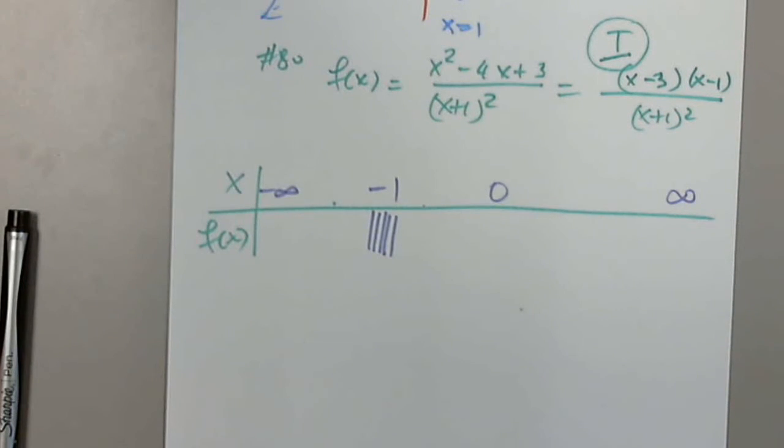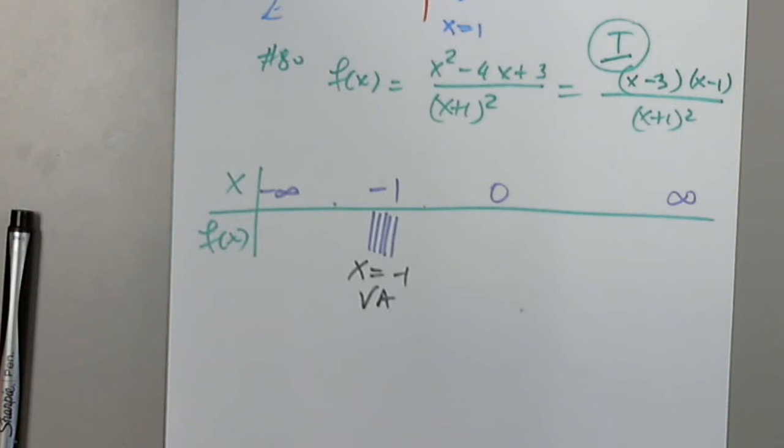So we must exclude -1. Do we all agree with excluding -1? Yes? Because x plus 1 cannot be 0. Very good. Okay. Now I need to identify what happens at -1, since I'm talking about -1. Tell me what to write under -1.